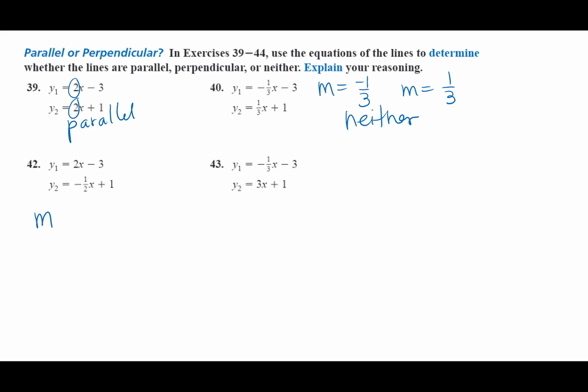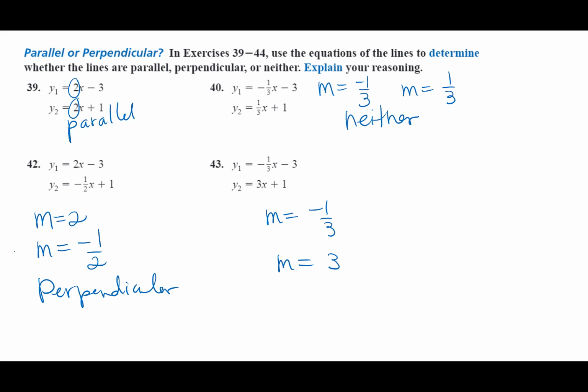Okay, look at 42. We have a slope of 2. And the second line has a slope of negative 1/2. So 2 and 1/2, that is definitely a reciprocal. Positive 2 and then the negative 1/2, that's the negative reciprocal. And so these two lines are perpendicular. 43, we have the slope negative 1/3 and the second slope is positive 3. So just like question 42, these are opposite reciprocals. One is positive, one is negative. And 1/3 is the reciprocal of 3/1. So these two lines are perpendicular.